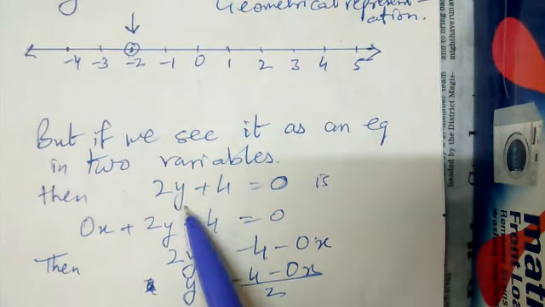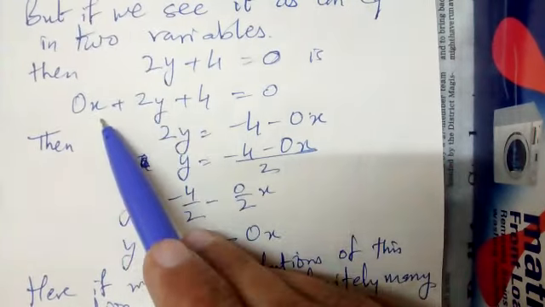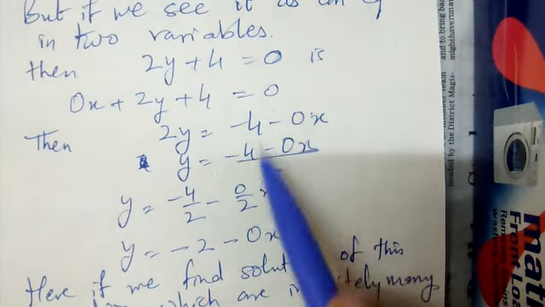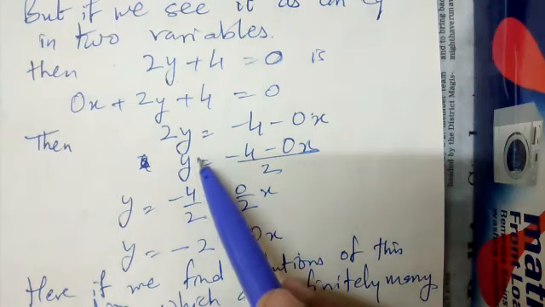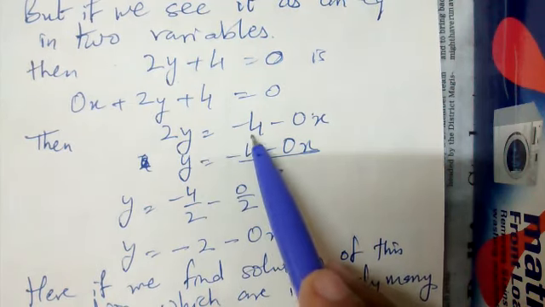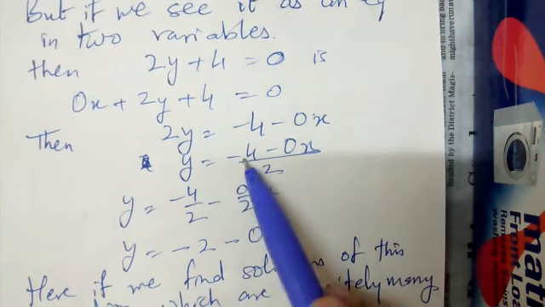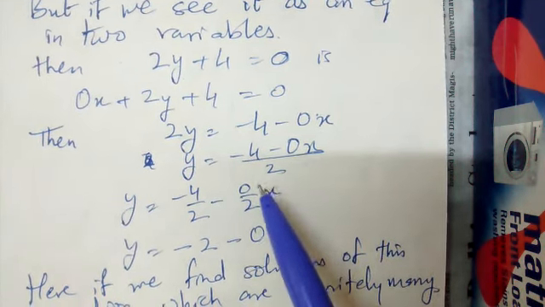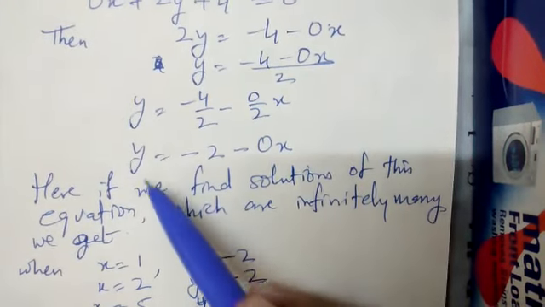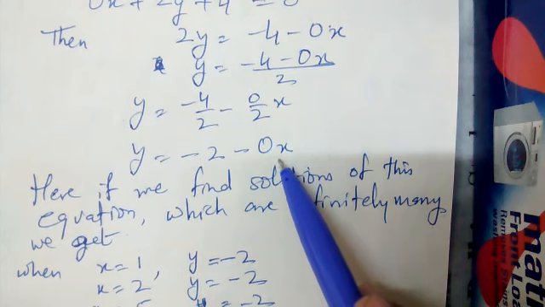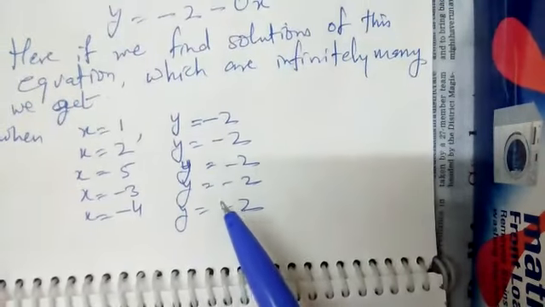with the standard form as 0x plus 2y plus 4 equal to 0. Taking y on left hand side, 2y equal to minus 4 minus 0x. Y equal to minus 4 minus 0x divided by 2, which on simplification gives y equal to minus 2 minus 0x. Now a linear equation in two variables has infinitely many solutions. So we will find out some of the solutions.